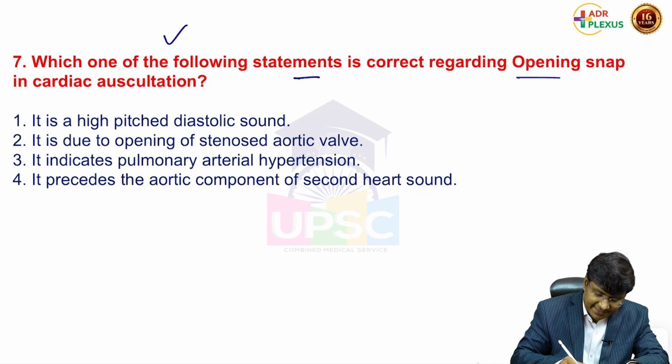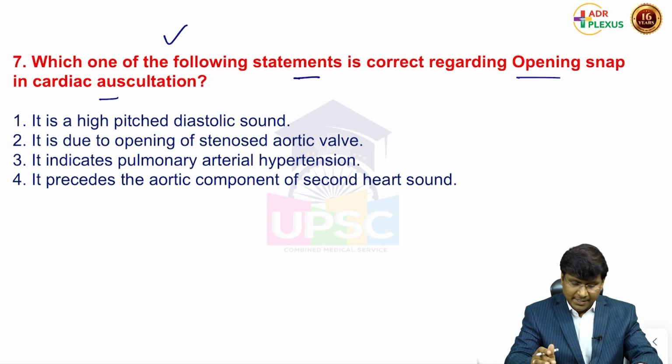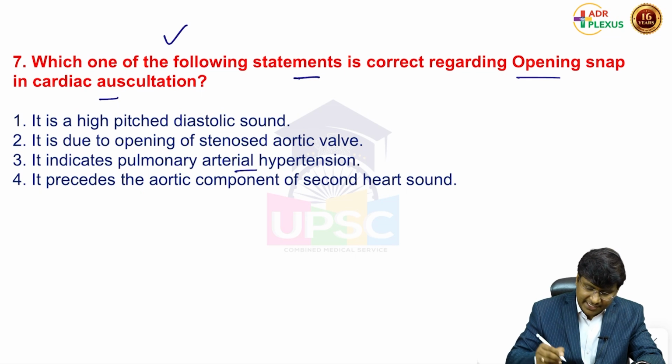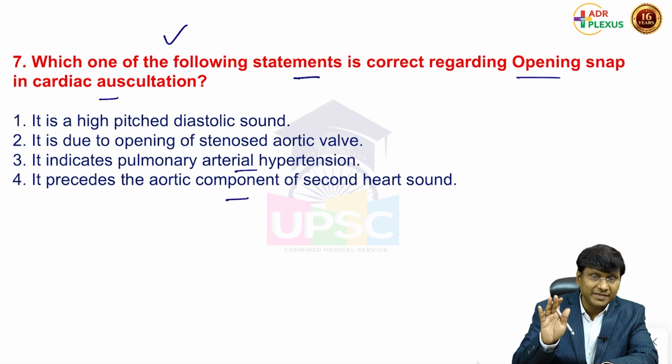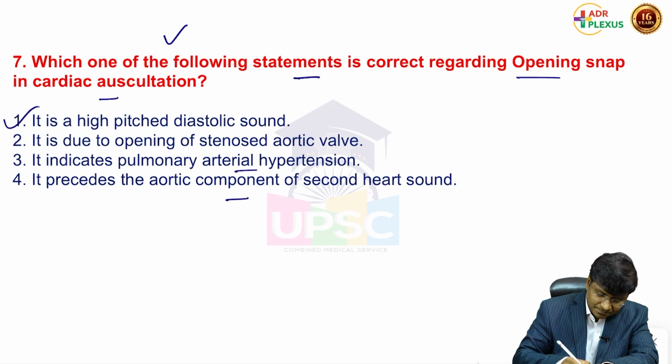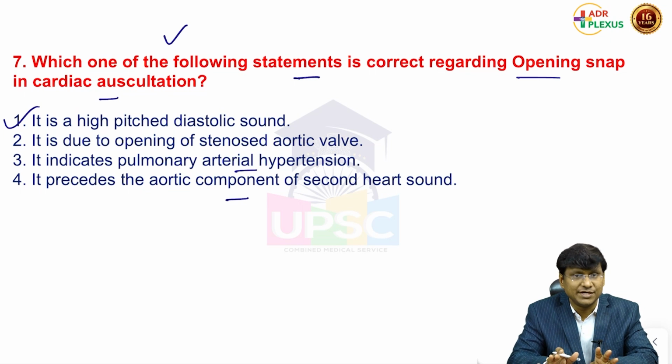which one of the following statements is correct regarding the opening snap in cardiac auscultation? It is a high-pitched diastolic sound. It is due to opening of stenosed aortic valve. It indicates pulmonary arterial hypertension, and it precedes the aortic component of the second heart sound. The correct statement here is, it's a high-pitched diastolic sound. It is heard during the diastole, right?